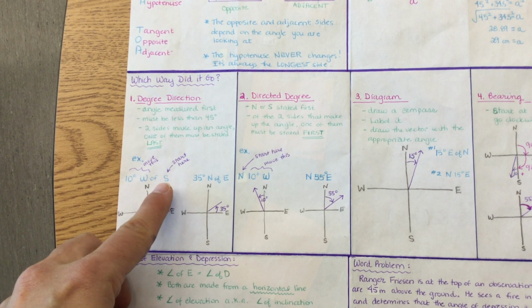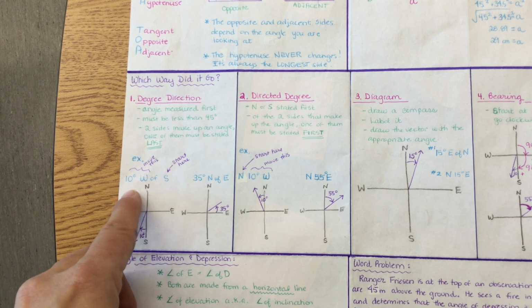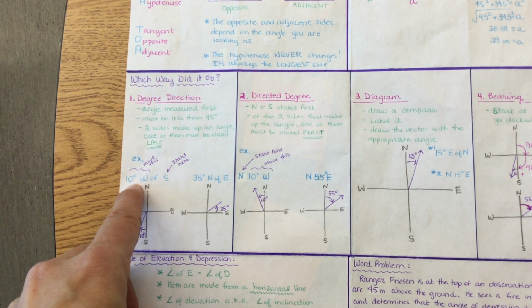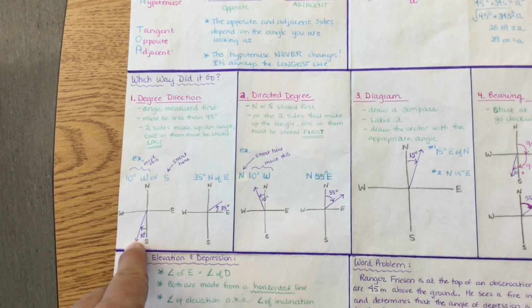And how I understand this is I start here, that's the direction I start at, and then I move 10 degrees west. So here I start south, and then I move 10 degrees west. Do you need a protractor? No, just estimate as accurate as possible, okay?